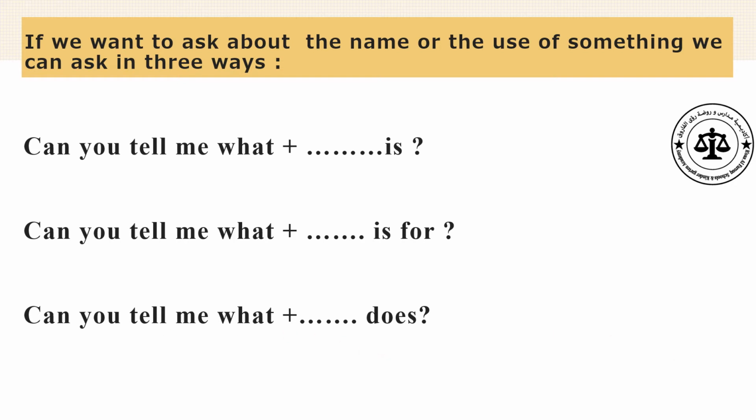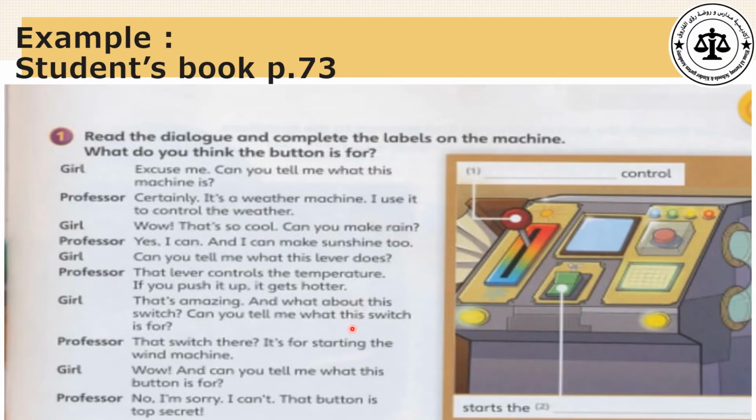Now let's move to your student's book, page 73. In this page, we want to read this dialogue. This is between the girl and the professor. Read the dialogue and complete the labels on the machine. What do you think the button is for?